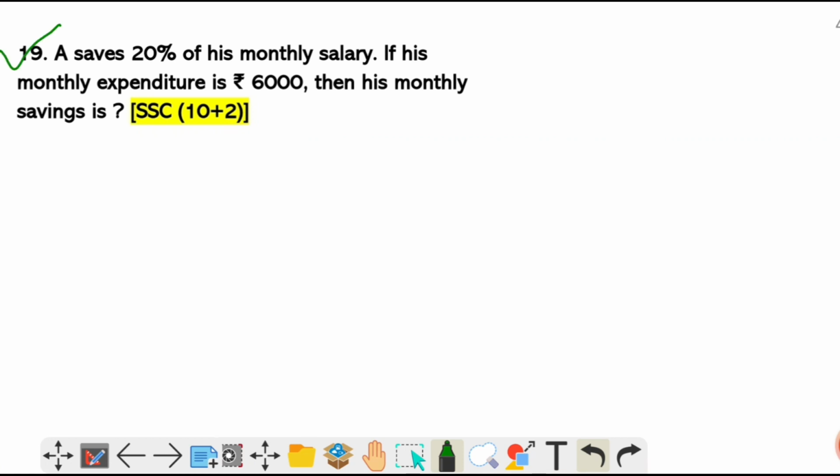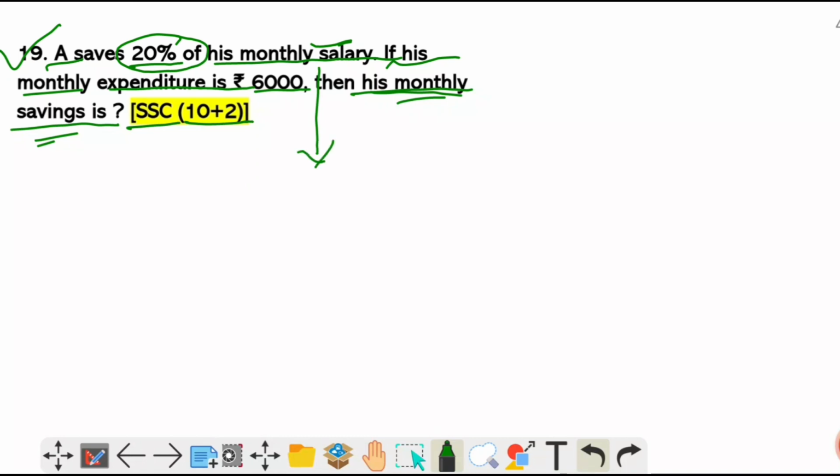Next, A saves 20% of his monthly salary. If his monthly expenditure is rupees 6000, then his monthly savings is? Here we have to find the monthly savings, and in order to find it, we need to first find his monthly salary. Here his savings is given in 20%, so we'll take his monthly salary also in percent. So we'll assume his salary as X, and it will be 100%.